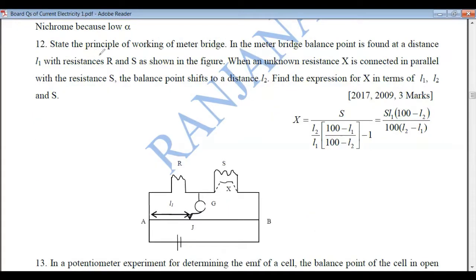Question number 12 is state the principle of working of meter bridge. We know that meter bridge is the practical application of the balanced condition of Wheatstone bridge. Hence, it works on the Wheatstone bridge principle.